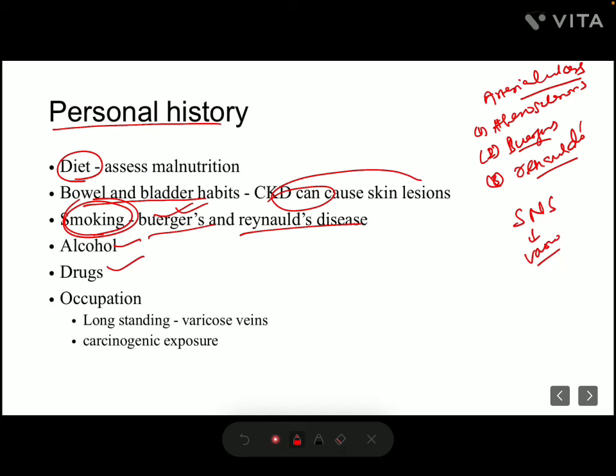Alcohol and drugs are also asked about, and occupation. Certain occupations which require long standing can predispose the patient to varicose veins and then eventually varicose ulcers. When the patient has occupational exposure to carcinogens, that might lead him to have malignancy like squamous cell carcinoma.